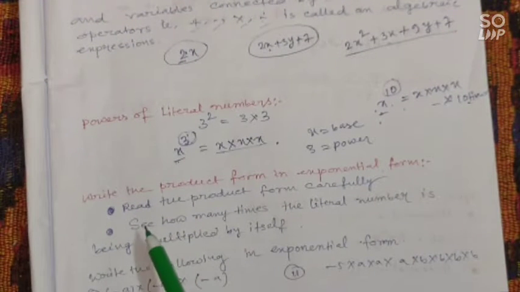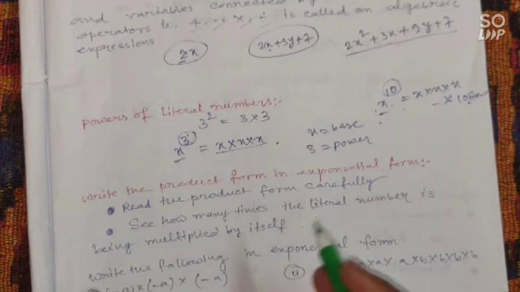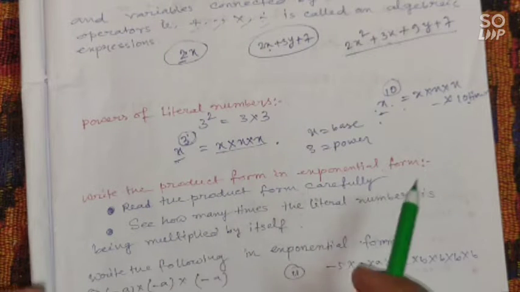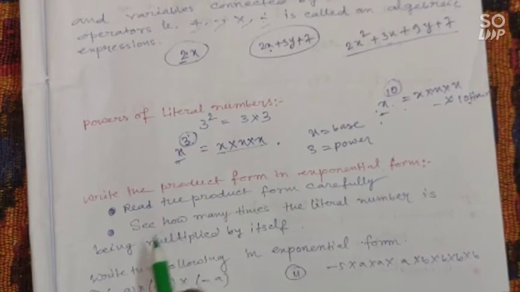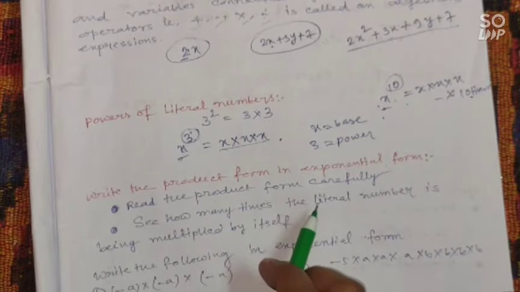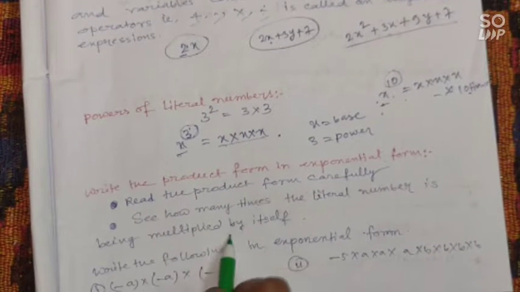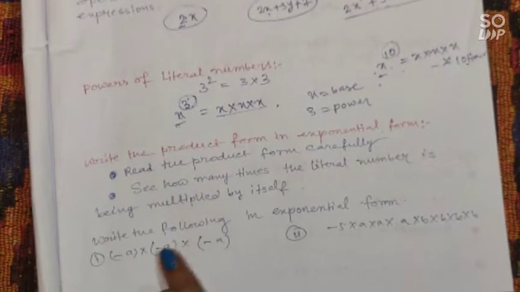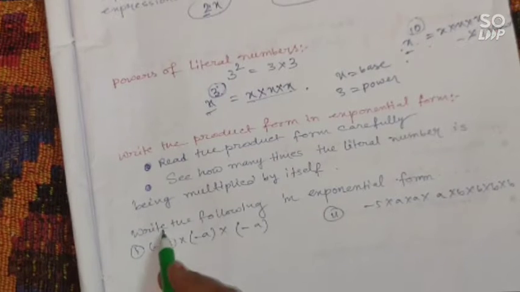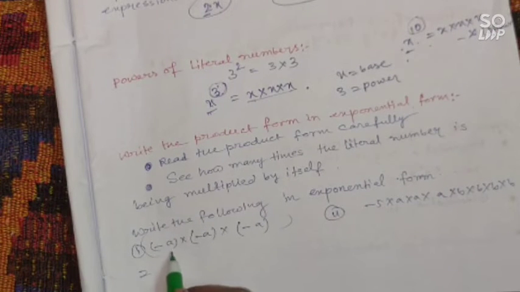Now I will teach you how you can write the product form in exponential form. For doing this you have to follow some steps. First of all, read the product form carefully and see how many times the literal number is being multiplied by itself. That means you have to see how many times a literal number is multiplied with itself again and again. Write the following product in exponential form.